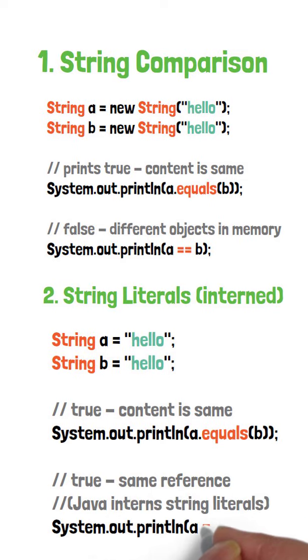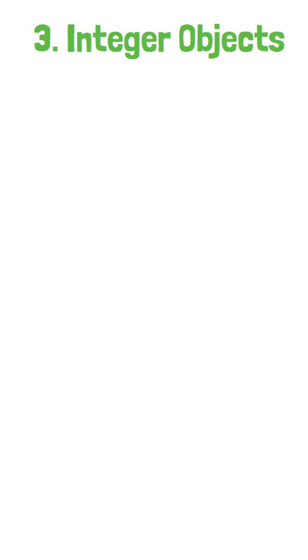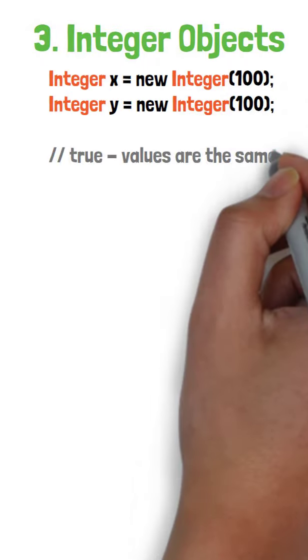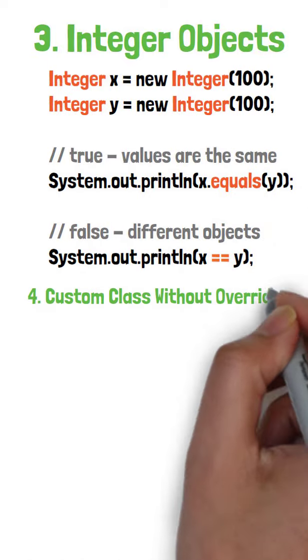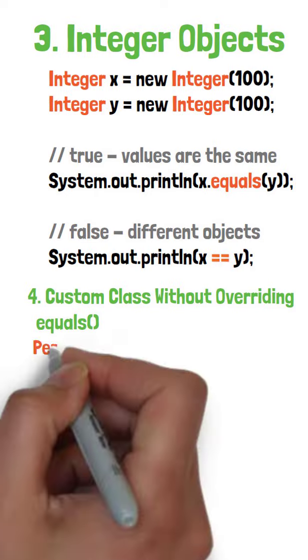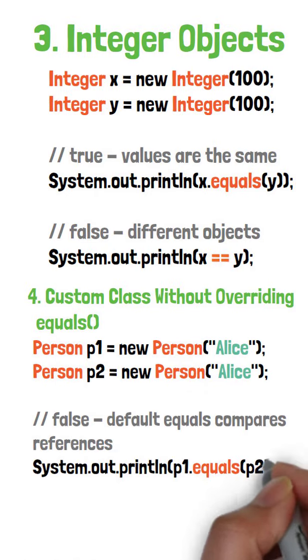Next, like Integer objects. If you initiated them with the new keyword, dot equal will return true and double equal will return false. Suppose there is a custom object, you have initiated with the new keyword. In both cases, it will return false because they are different objects.